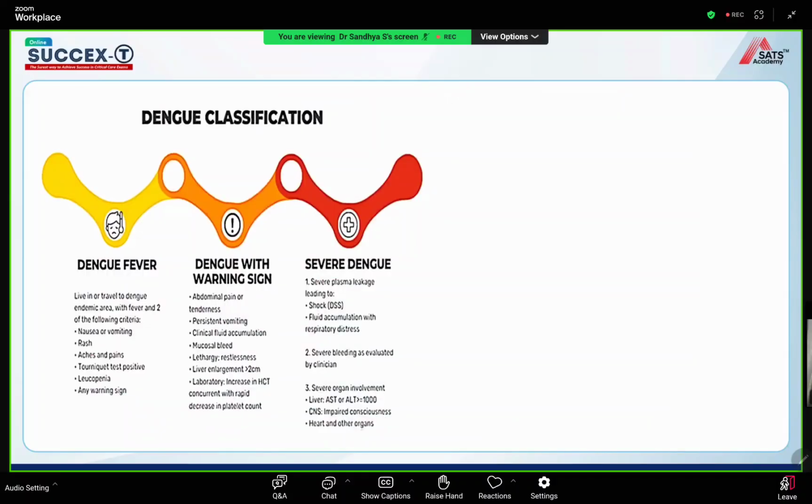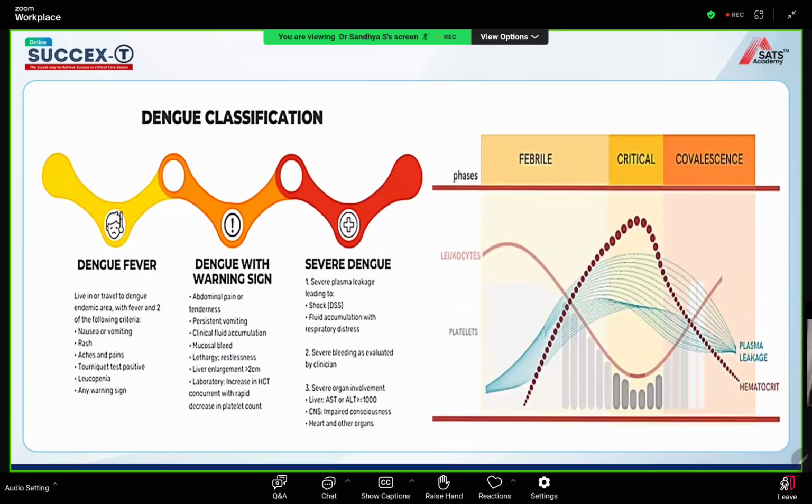Again, another important thing that you should know about dengue is the classification of dengue. We all know that a patient with hemorrhagic manifestation and shock will be included in severe dengue. But at the same time, any patient with liver failure, encephalitis, or heart and other organ involvement should also be included in the classification of severe dengue. And this picture is also very important when you are asked about the clinical features of dengue. But just a simple picture can explain most of the lab investigations that we commonly do in a dengue patient.